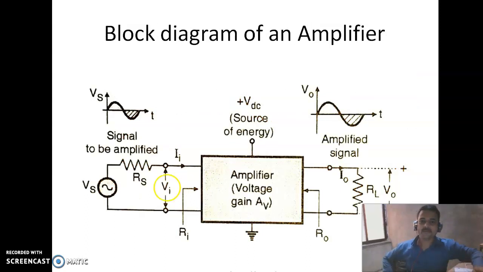This is the block diagram of an amplifier. We can see the amplifier with voltage gain AV, this is the block present here. This is a plus VDC source of energy which is given to the amplifier. The ground is connected here, and the input is given here. This is VS, the source voltage, RS the source resistor, II the input current, RI the input resistance, VI the input voltage, and here is a load resistor RL across the amplifier output. Vout is the output voltage measured across RL, and this is our output resistance.